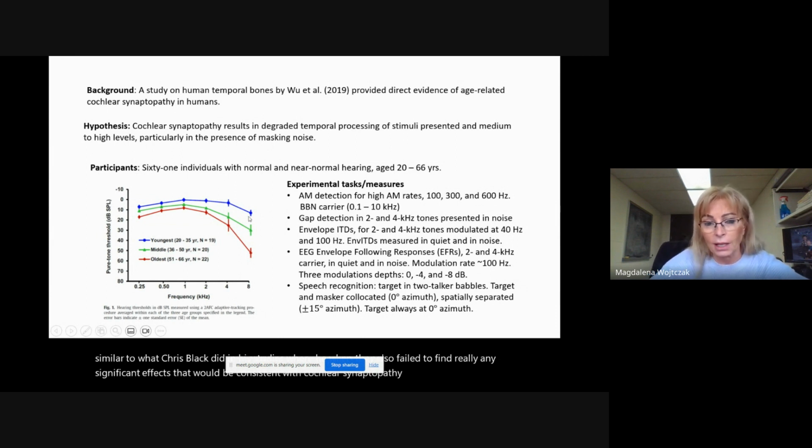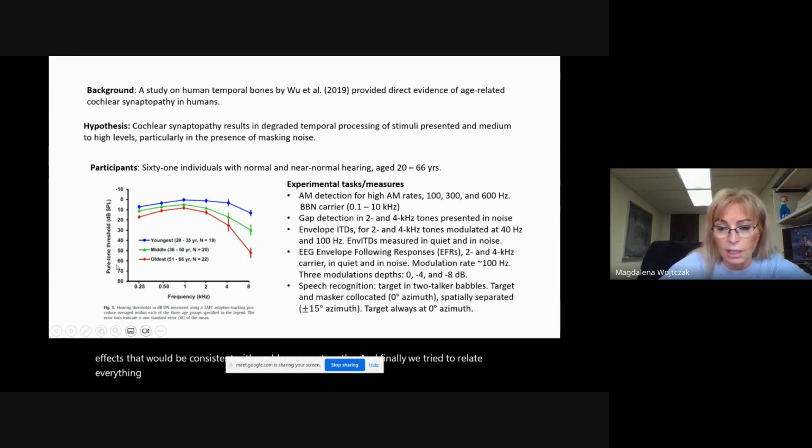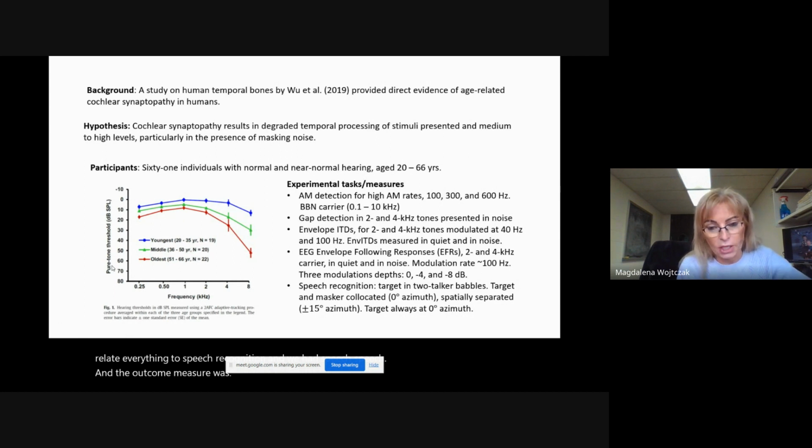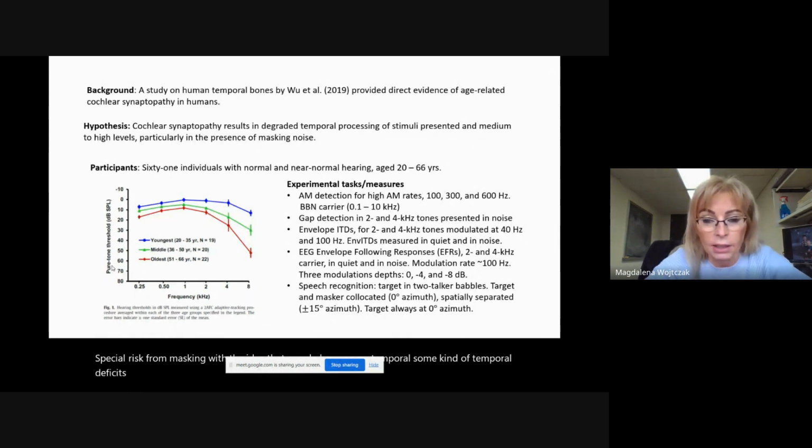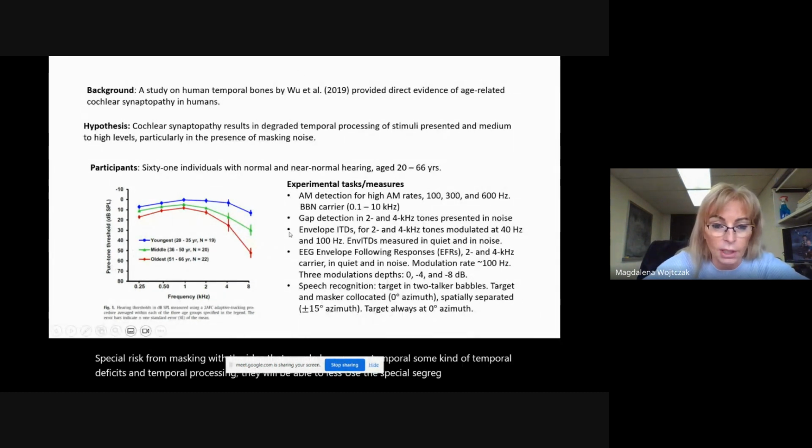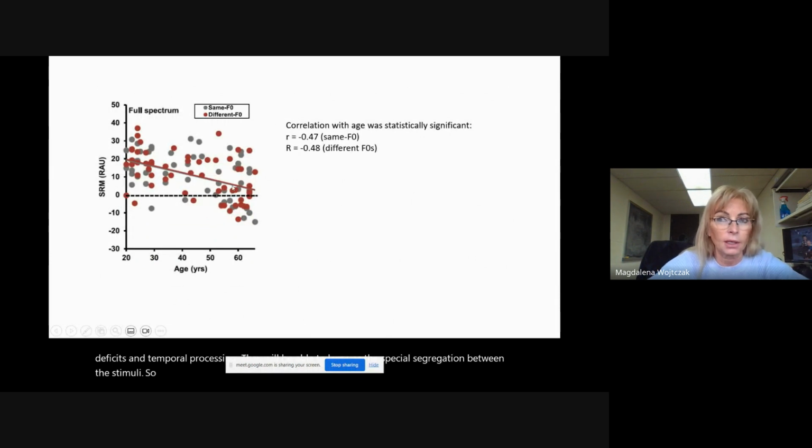And finally, we tried to relate everything to speech recognition, and the outcome measure was spatial release from masking, with the idea that people who have some kind of temporal processing deficits will be less able to use the spatial segregation between the stimuli. We found no significant correlations, but we did find that spatial release from masking was significantly correlated with age.